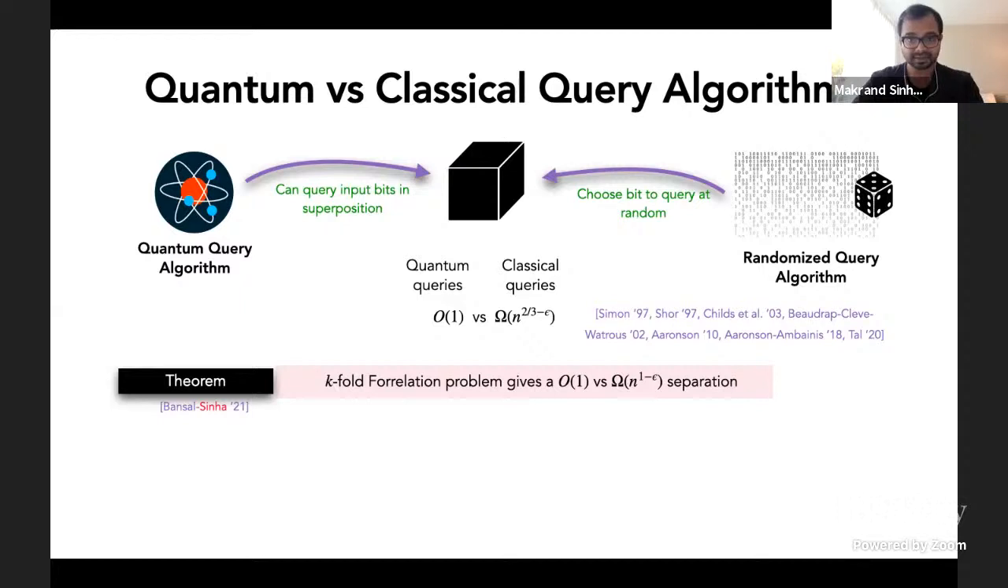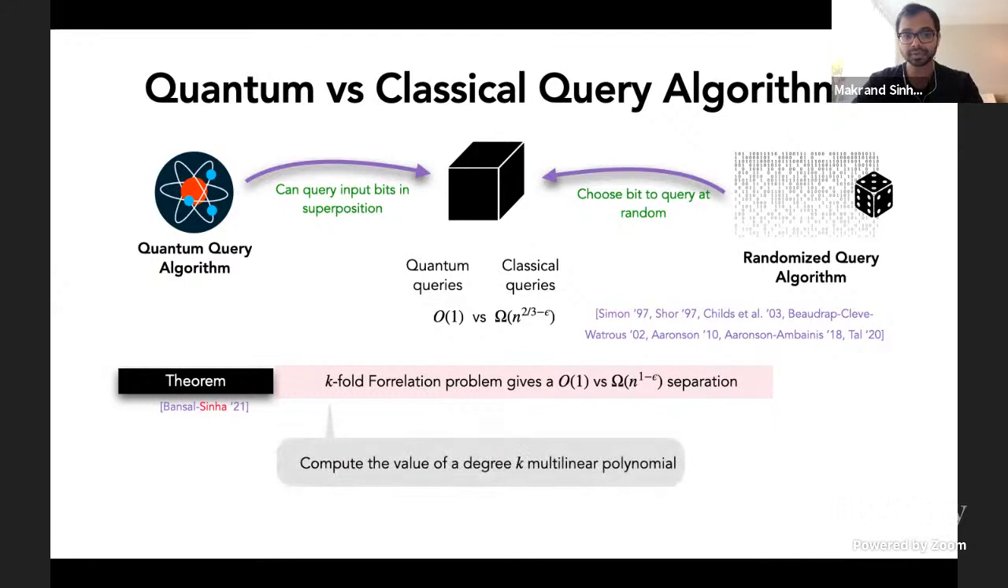So let me, in the last 30 seconds, just tell you one key idea that went into proving this. And it's about understanding what makes quantum algorithms different from classical algorithms. I haven't told you what this k-fold correlation problem is, but it's about computing the value of a certain degree k multilinear polynomial. And k is constant for us, so it's a constant degree polynomial in many variables. And one feature this polynomial has is that quantum algorithms can compute it very efficiently with just a constant number of queries.